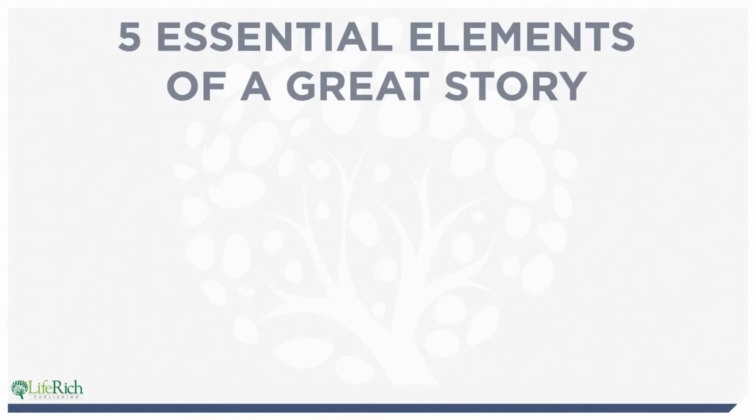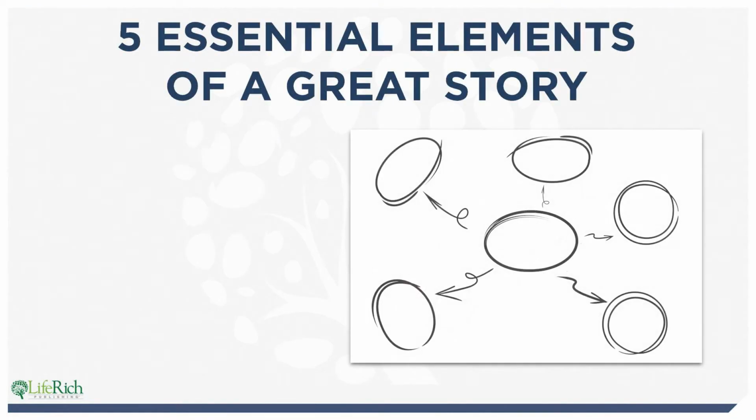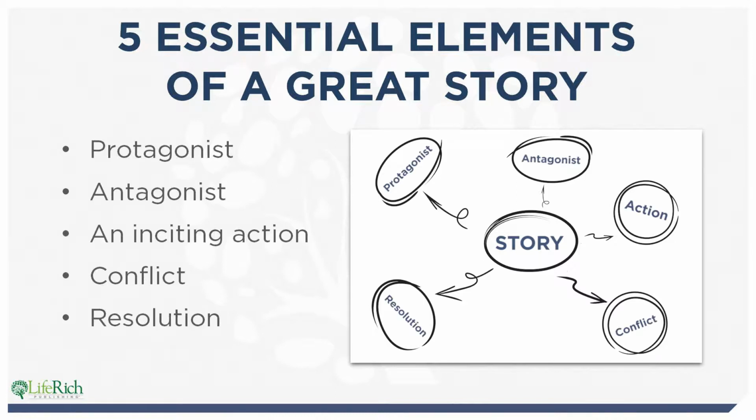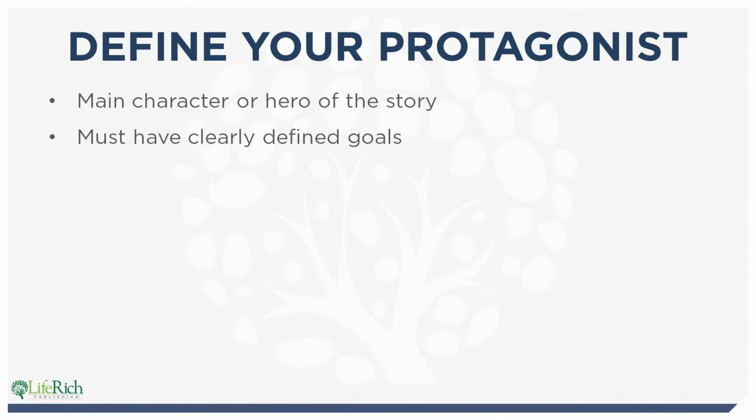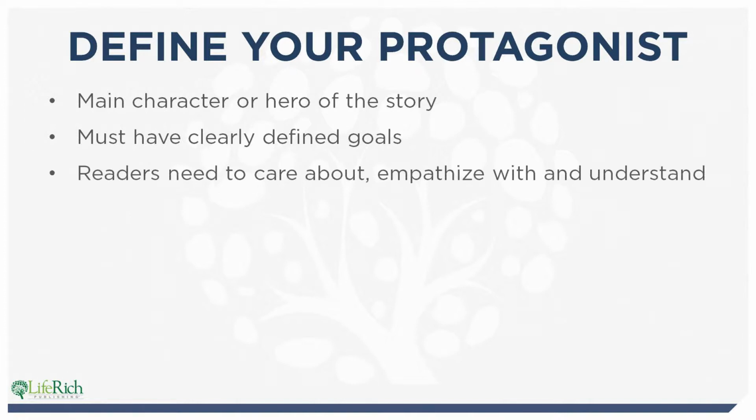So how do you create a truly great story? No matter the genre, there are common elements. These 5 elements include a protagonist, an antagonist, an inciting action, conflict, and resolution. The protagonist is the main character of a story. They're also known as a hero or the lead. They must have clearly defined inward and outward goals. This is the character that readers need to care and understand.